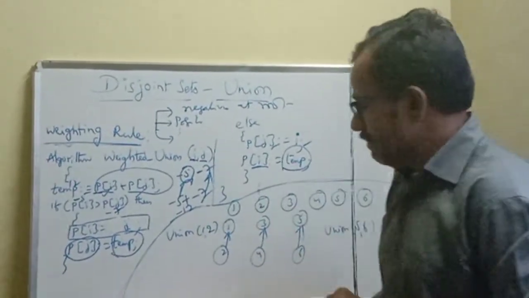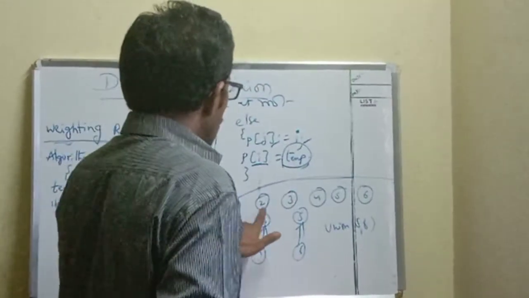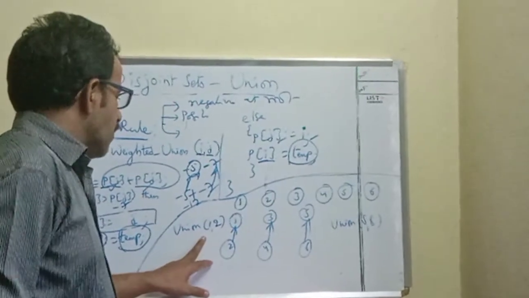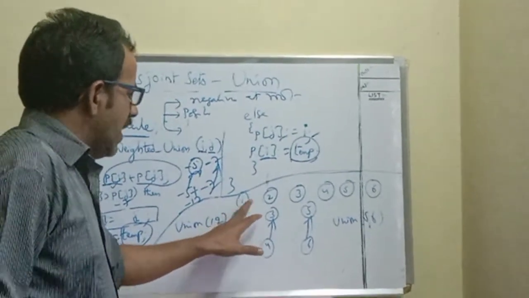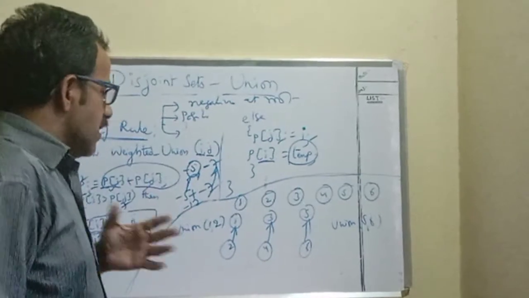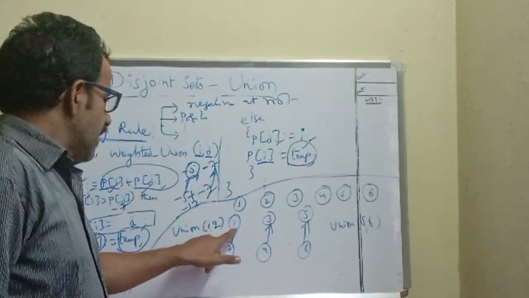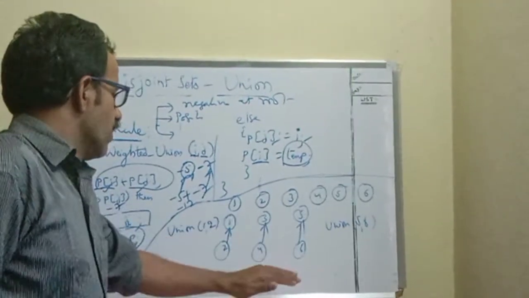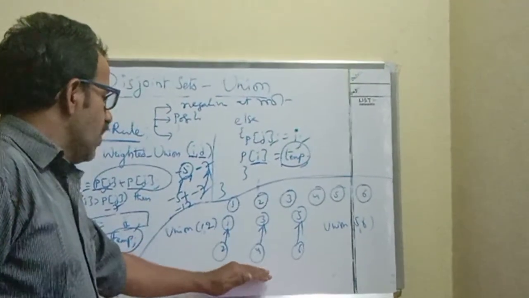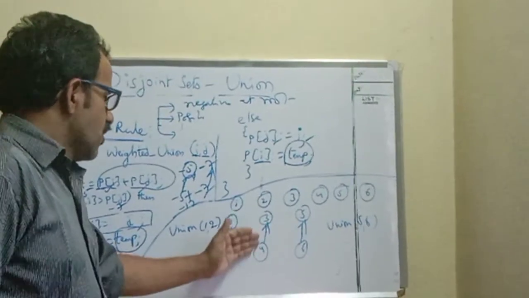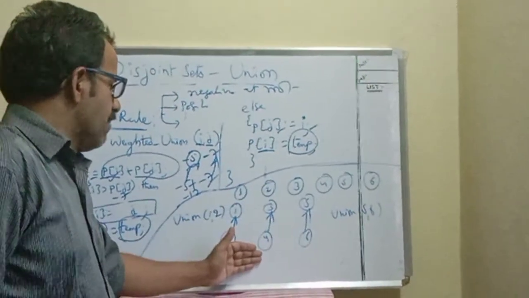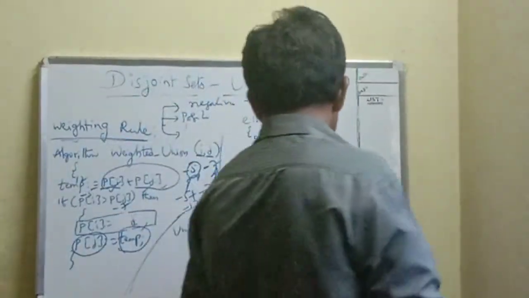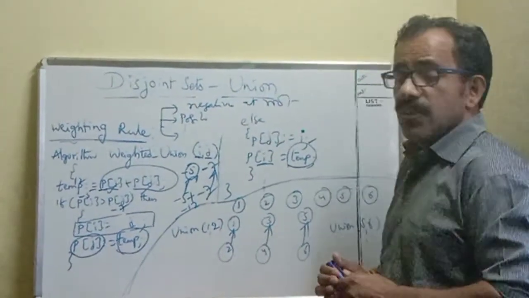Now I am taking a simple example here. Suppose you take 1, 2, 3, 4, 5, 6. If you perform union of 1, 2, union of 1, 2 means either you can make 1 as parent of 2 or 2 as parent of 1. Suppose if I take 1 as parent of 2, then 1 becomes parent of 2. Suppose if you combine 3 and 4, then I can make 3 as parent of 4 or 4 as parent of 3. Then suppose you take 3 as parent of 4, then I can combine like this. Then for union of 5, 6, I can combine it like this. Either make 5 as root node of 6 or 6 as root node of 5.